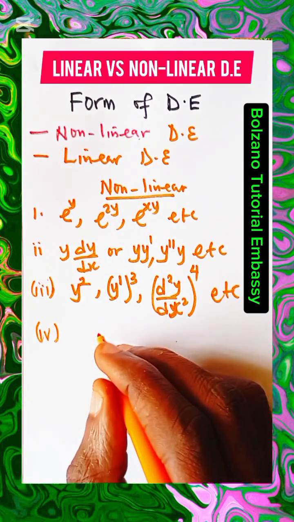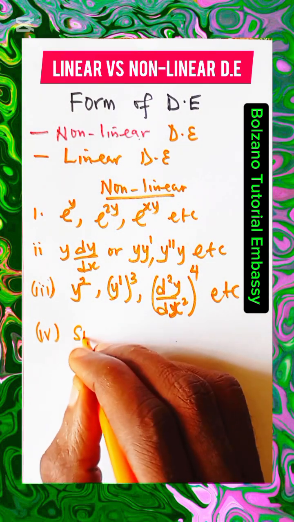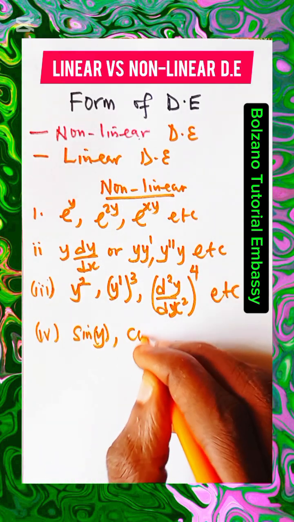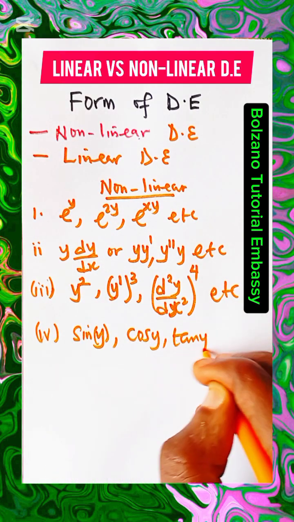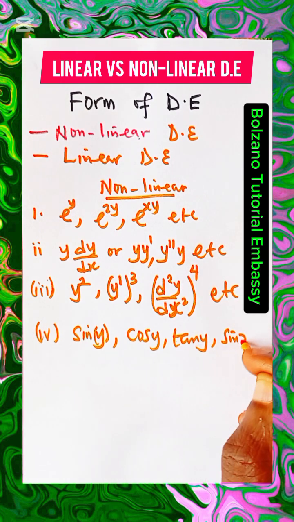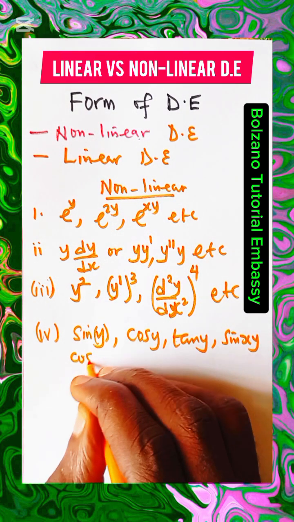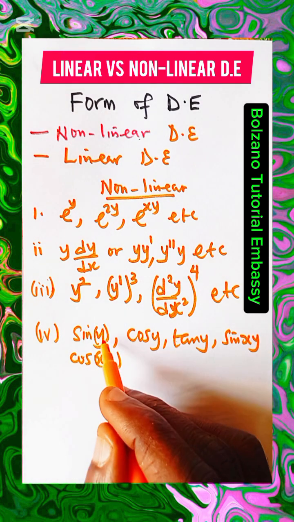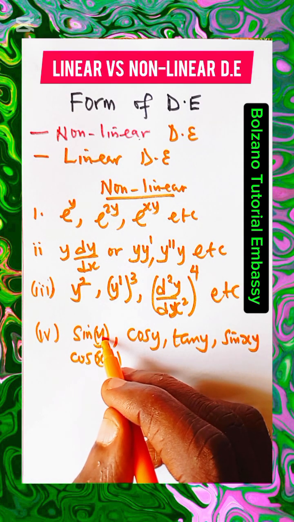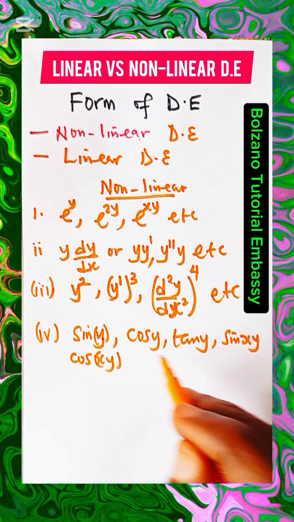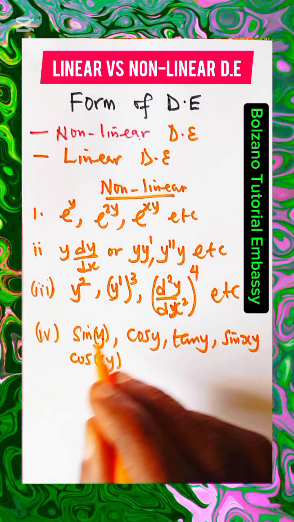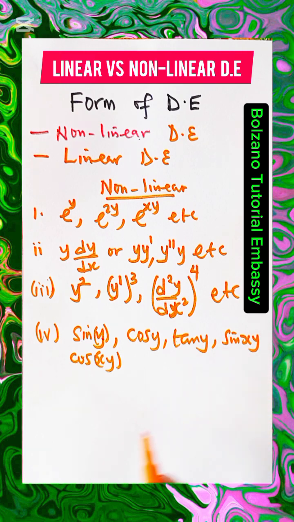Then number four, if a trigonometric function, say the sine function, carries a y, say sine y, then cos y, tan y, then you have sine xy, cos xy, and so on and so forth, then that differential equation is non-linear because y is a dependent variable. It's not supposed to be contained in the sine, cosine, or tangent function. If it's found in the differential equation, we say that differential equation is non-linear.